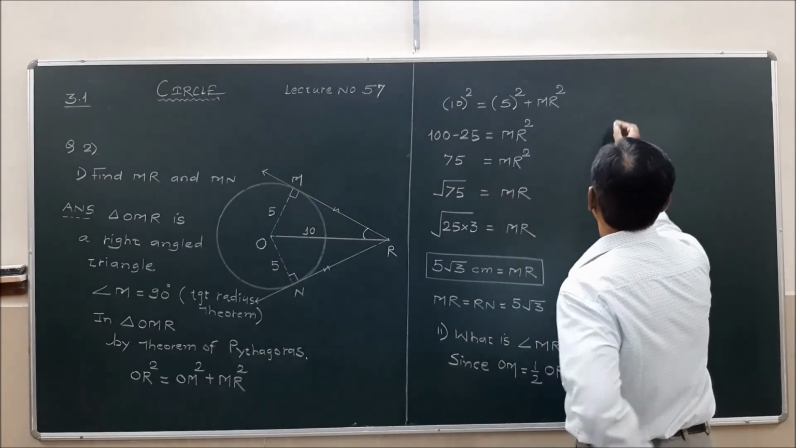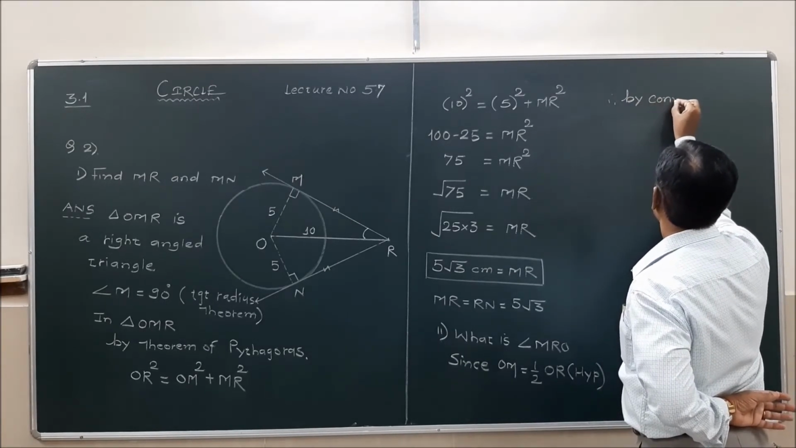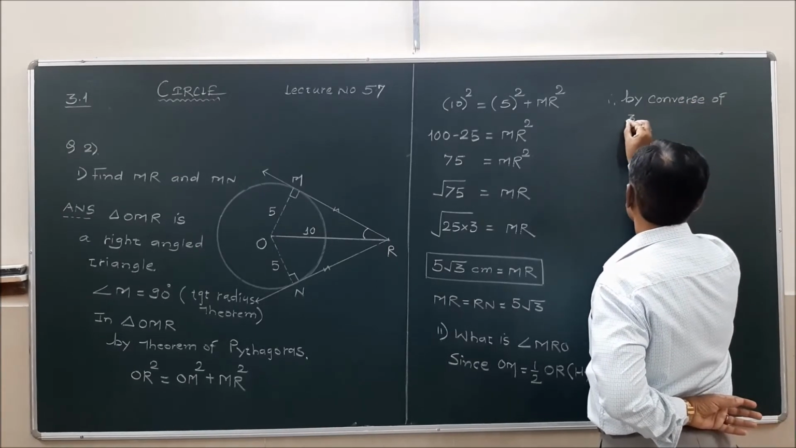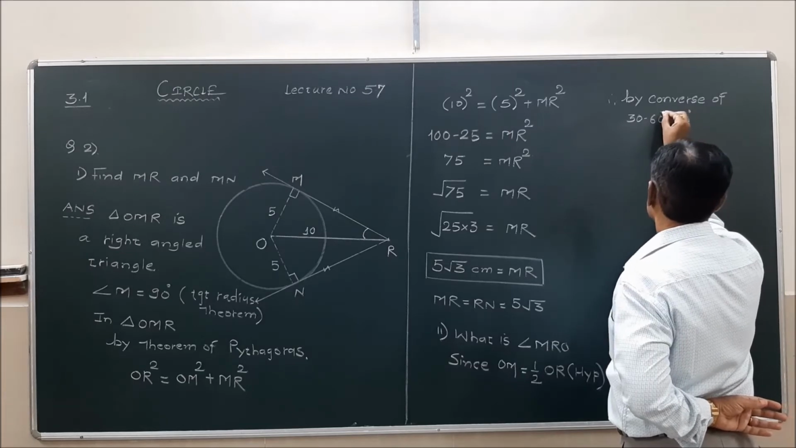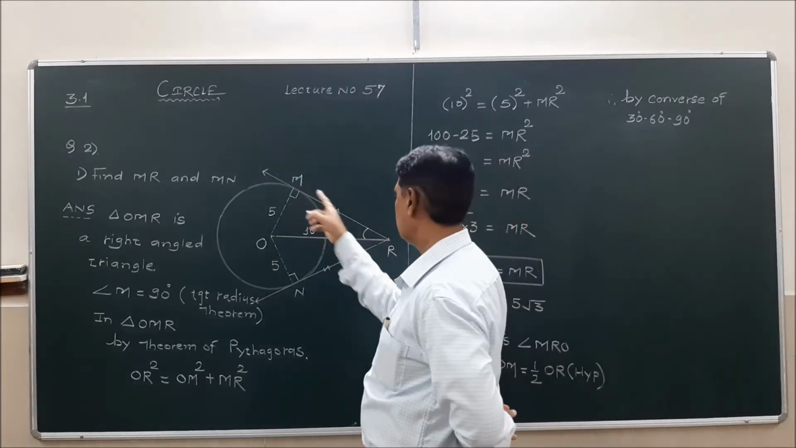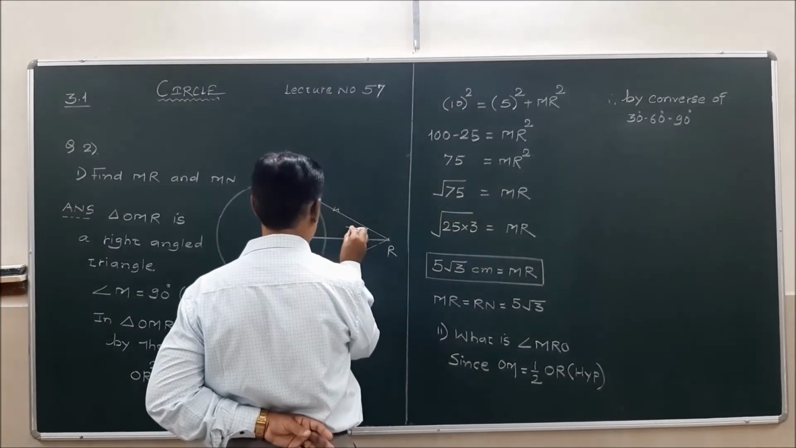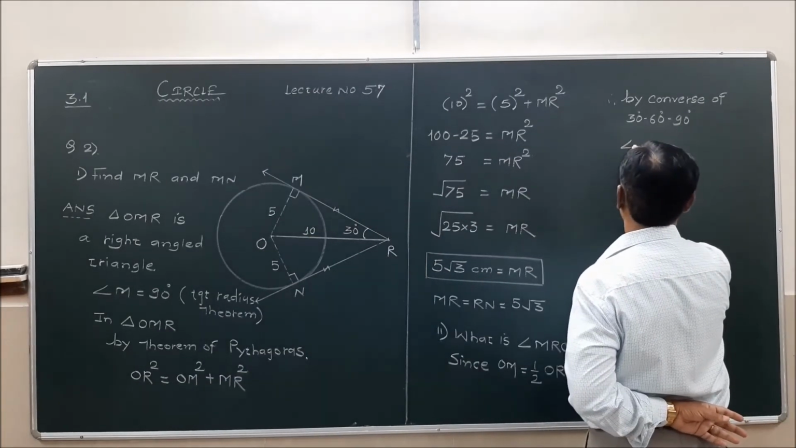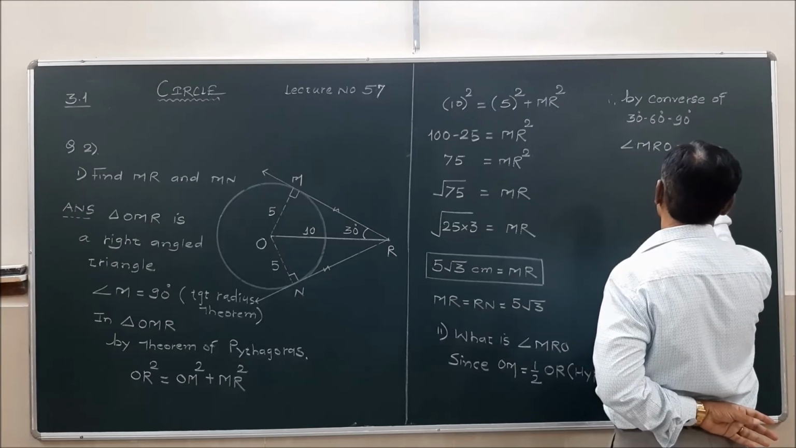Therefore, by converse of 30, 60, 90 triangle, angle MRO is 30 degrees. Angle MRO is equal to 30 degrees.